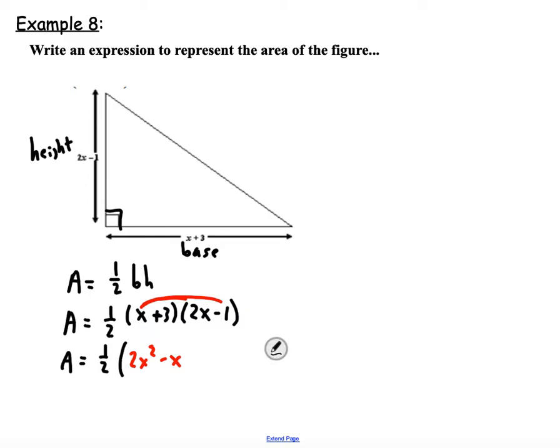And then I can take 3 and multiply by the second set of parentheses there. So 3 times 2x there is 6x. 3 times a minus 1 is a minus 3. I'm going to combine my like terms. So combine those middle terms there. And then I have to distribute that 1/2 through.